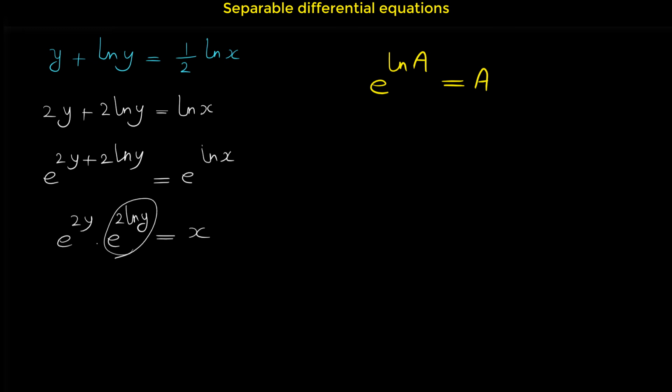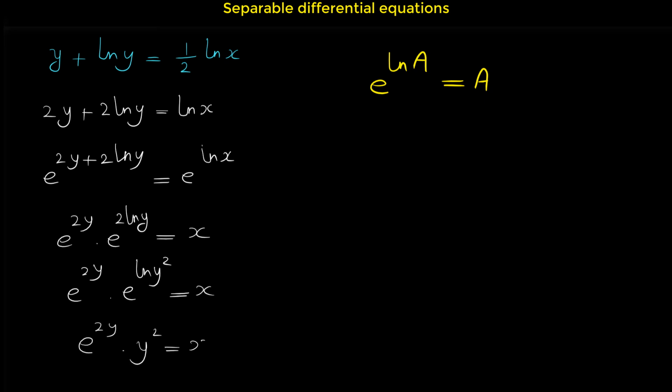Now, note that we can simplify this part of the expression with this property again. But before using this rule, first we have to move this 2 to the power of y. Then we can use this property. So we can write this as e to the power of 2y times e to the power of ln of y squared is x. Now e to the power of ln of y squared is y squared. So we can write this answer in the form e to the 2y times y squared equals x.